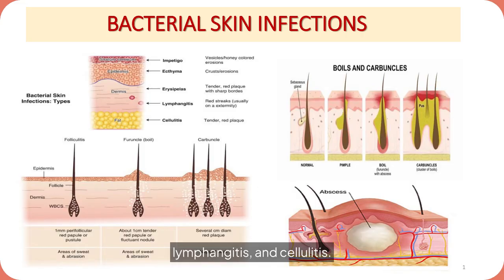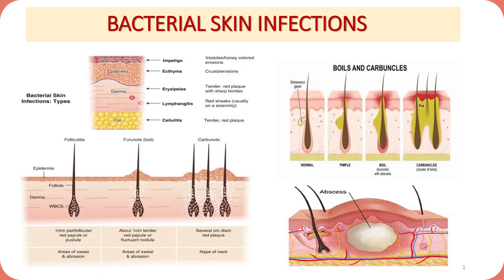Bacterial skin infections are common dermatologic conditions caused by various pathogens, primarily Staphylococcus aureus and Streptococcus pyogenes, ranging from superficial to deep tissue involvement. Superficial infections like impetigo involve the epidermis, while deeper infections such as ecthyma, cellulitis, and abscesses extend into the dermis and subcutaneous tissue.